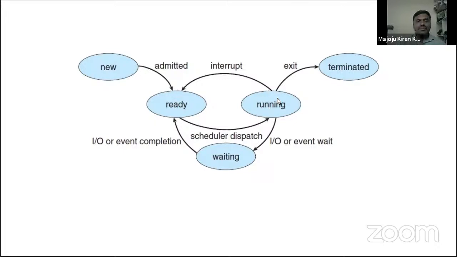For example, if the process has executed all its tasks, that means process execution is completed, then it will move to the terminated state. Terminated in the sense the process is removed from the main memory. Once it enters the terminated state, the process is removed from the memory. That means the CPU is released from that particular process.